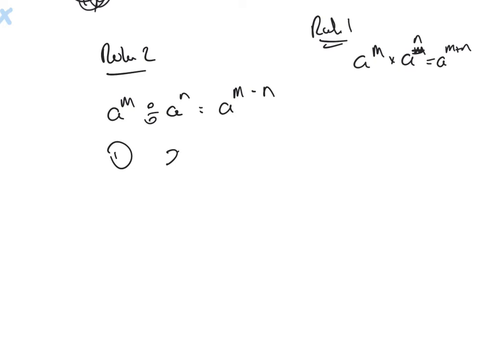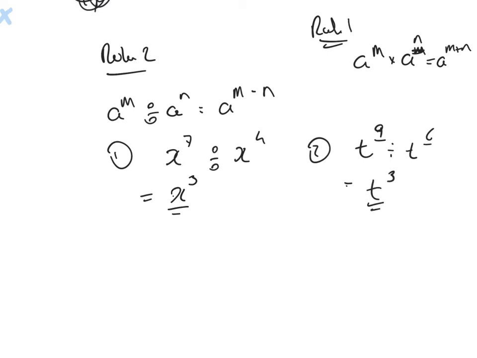Okay, example 1. X to the 7 divided by x to the 4. Subtract the powers. 7 take away 4 is 3. X to the 3. Example 2. T to the 9 divided by t to the 6. 9 take away 6 is 3. T cubed. Example 3. G to the 9 divided by g to the 4.